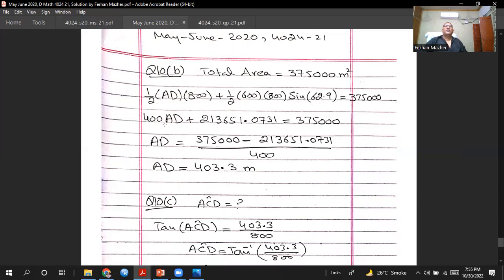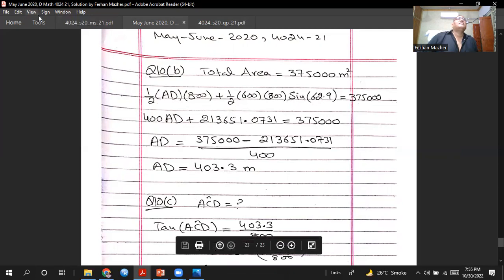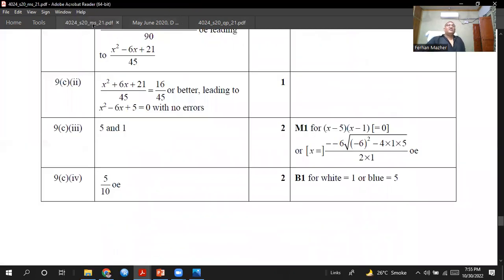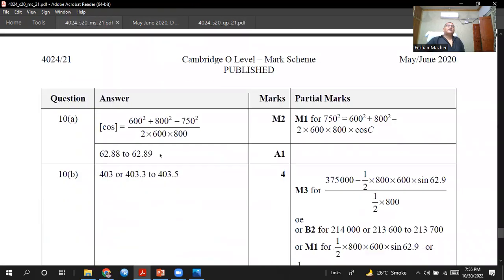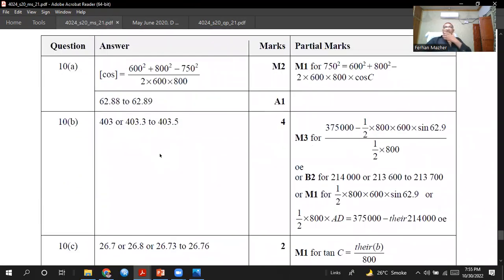So it will be 400 AD plus 213651.0731 equals 375,000. I will take this to the other side, it will subtract there, and then this 400 will go there and it will divide there. When you do this calculation, it will be 403.3 meters. So the AD will be 403. Okay, so our answer is right.